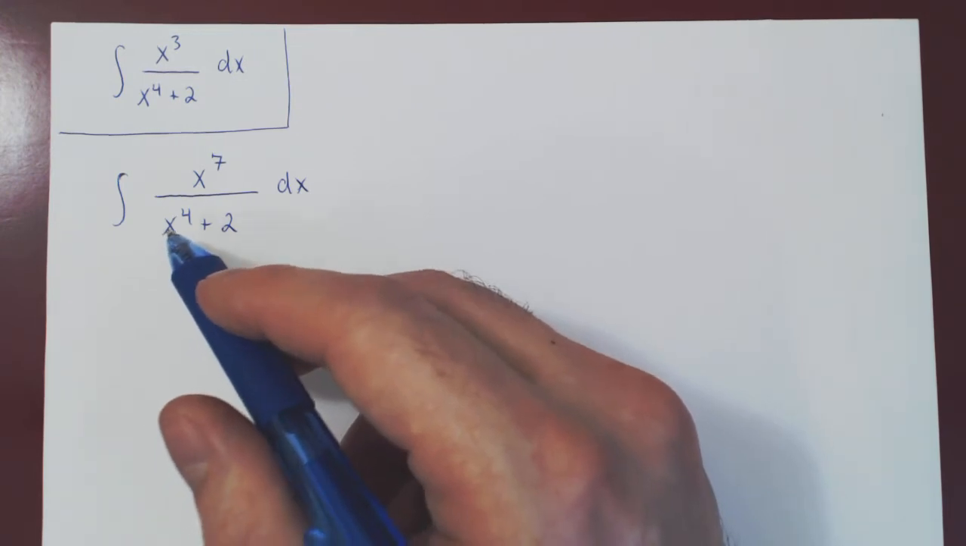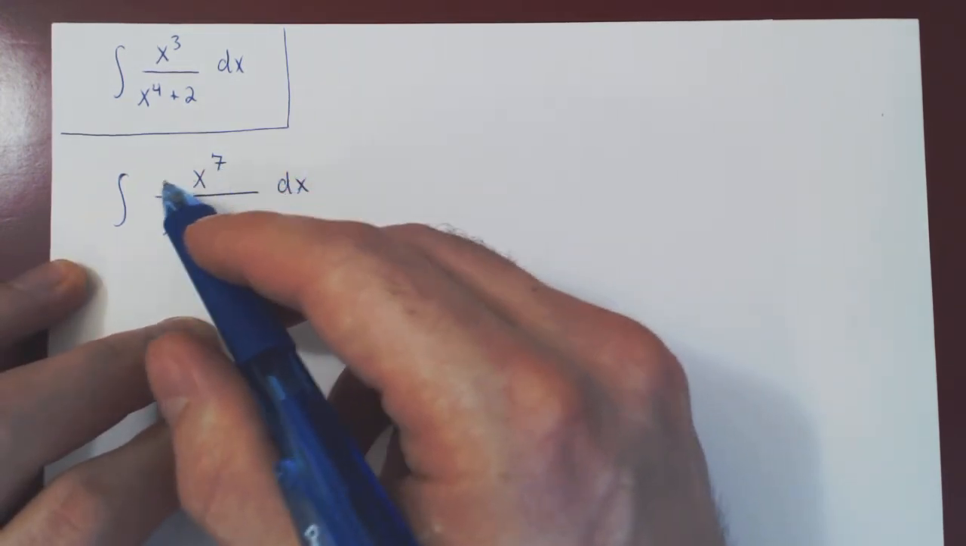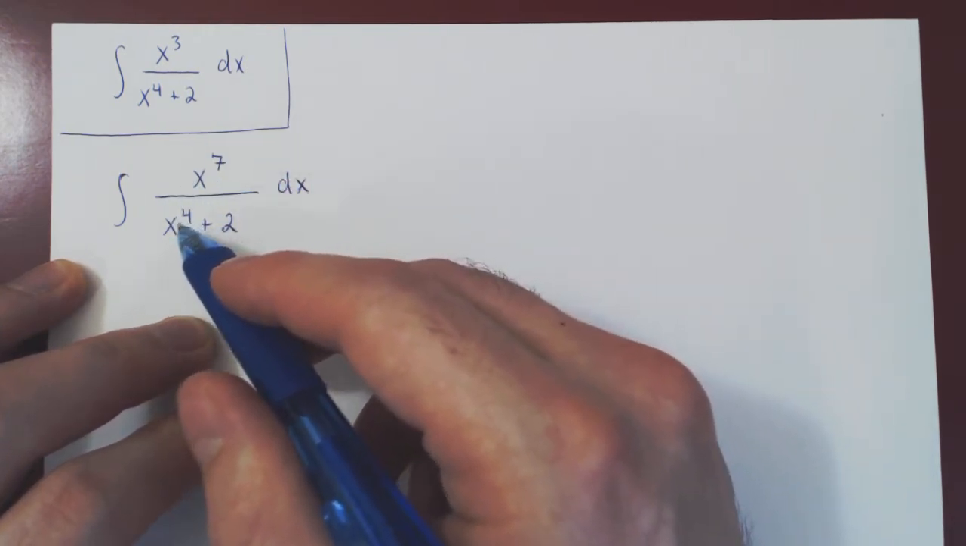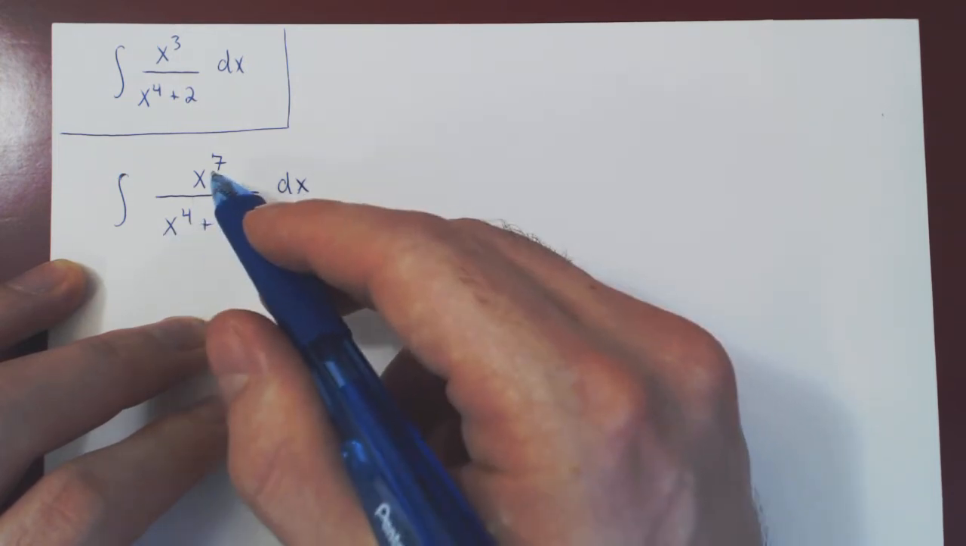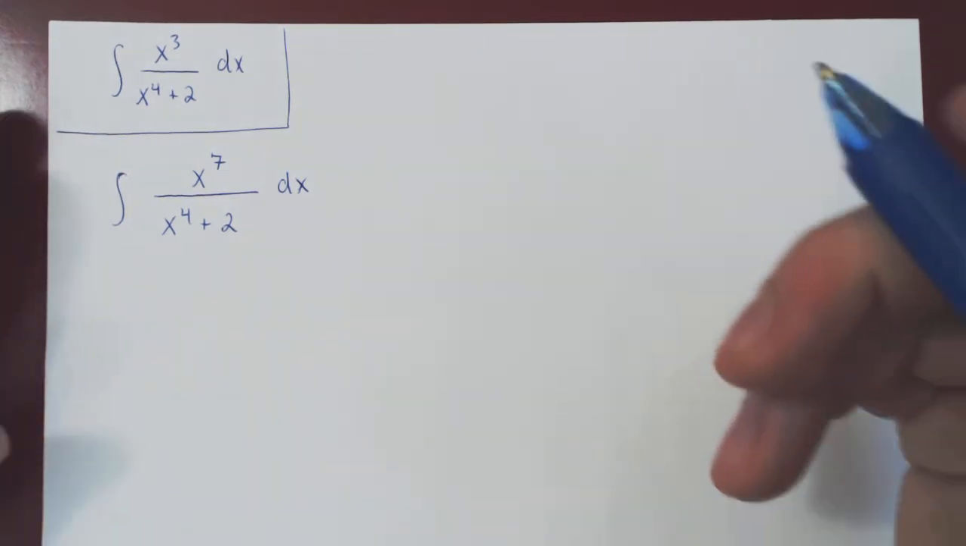And you might think on the surface, well, we can't do a u-sub. The only expression that multiplies the integrand is x to the 7, but the derivative of x to the 4 plus 2 is 4x cubed. X cubed, not x to the 7. So you might think, well, it's not going to work.